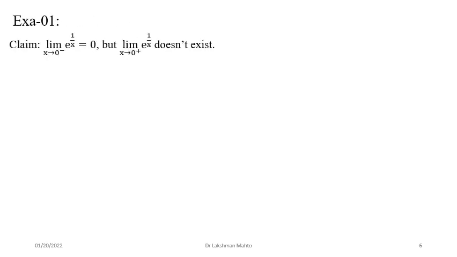So I am taking one example. Here we have the function e to the power 1 by x. We are saying that when x is approaching 0 from left, the limiting value is 0, but if x is approaching 0 from right, then the limit doesn't exist, it is infinite, which I will also discuss. So it is infinity. How can we justify it? As I mentioned, instead of the epsilon delta approach, I will go for the sequential approach.